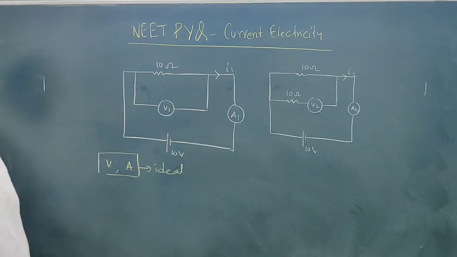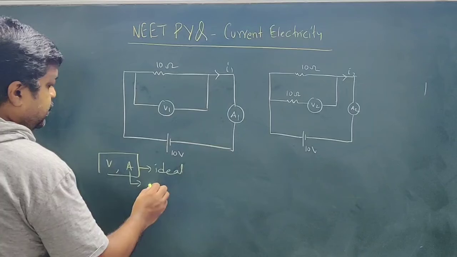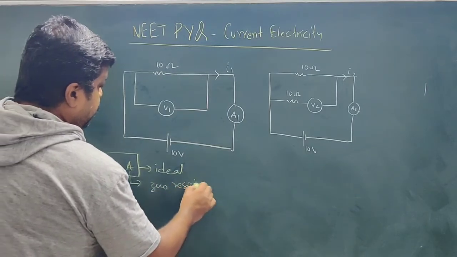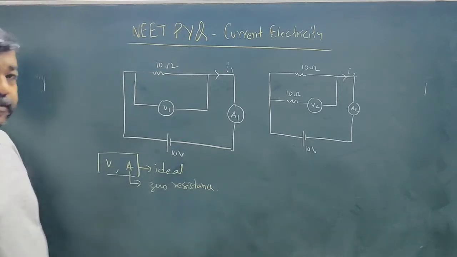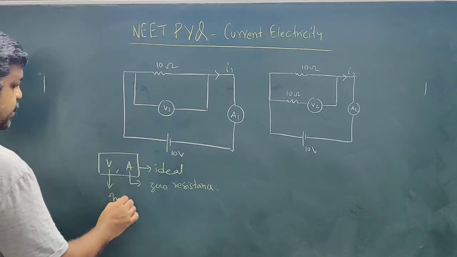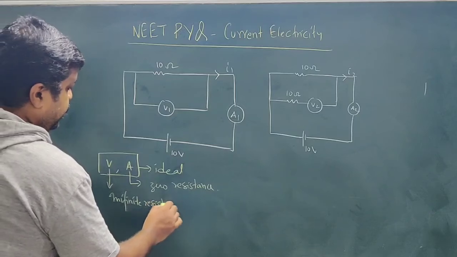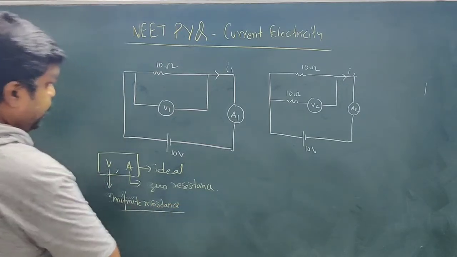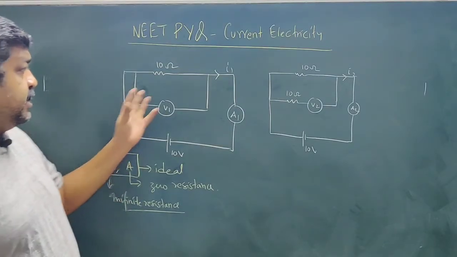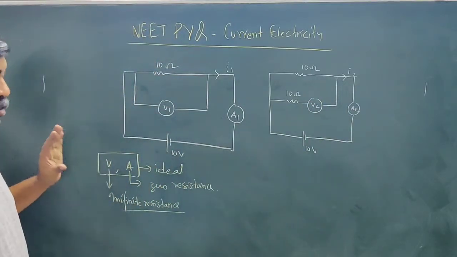Now what do you mean by ideal voltmeter and ammeter? It means the ammeter has almost zero resistance, because an ideal ammeter has very low resistance, and the voltmeter has infinite resistance. This is the thing you need to consider when a circuit involving a voltmeter and ammeter is given. This is the basic concept.